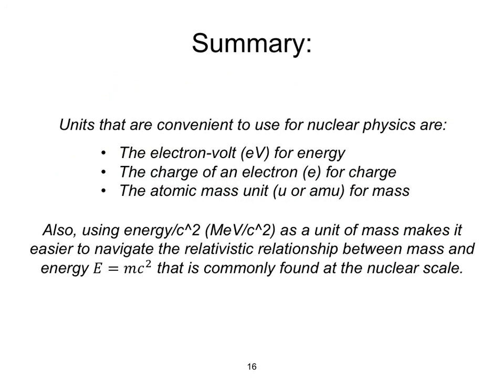So in this module, we talked about some of the basic properties of nuclei. First, we found some units that are convenient to use for nuclear physics: the electron volt for energy, the charge of an electron for charge, the atomic mass unit, U or AMU, for mass. And then we also saw that using energy over c squared, or MeV over c squared, as a unit of mass makes it easier to navigate the relativistic relationship between mass and energy, E equals mc squared, that is commonly found at the nuclear scale.